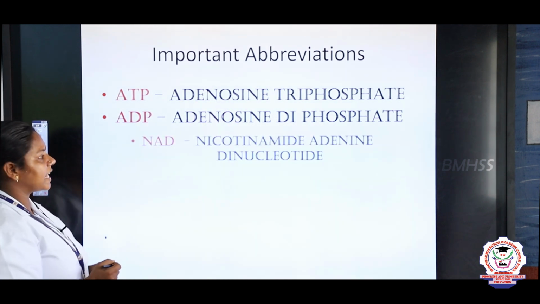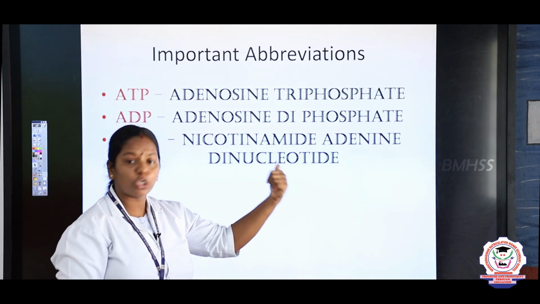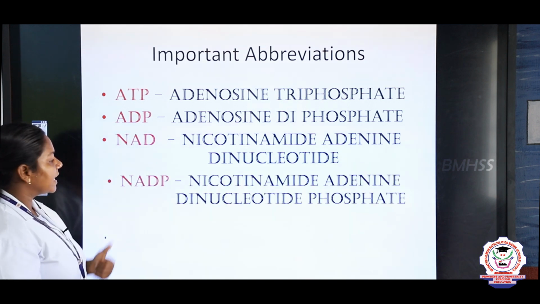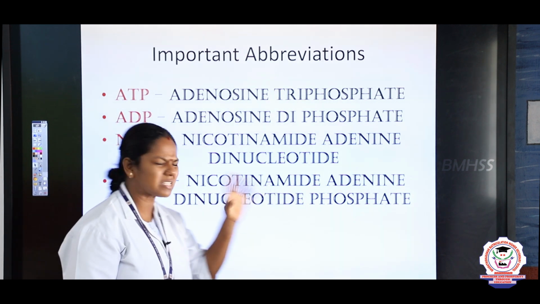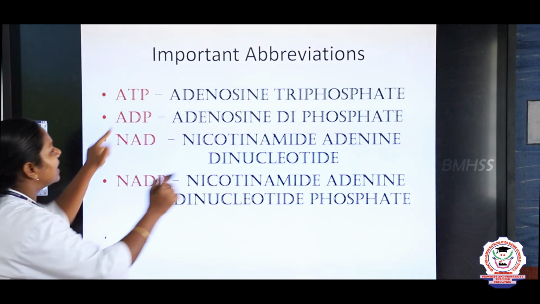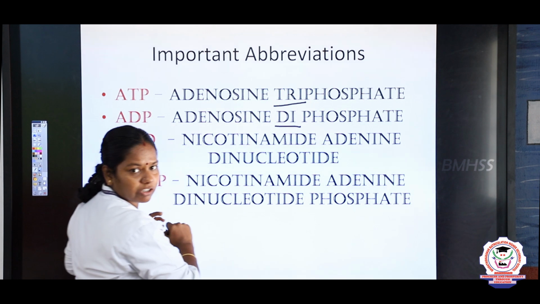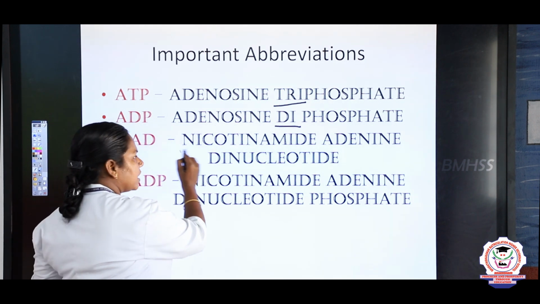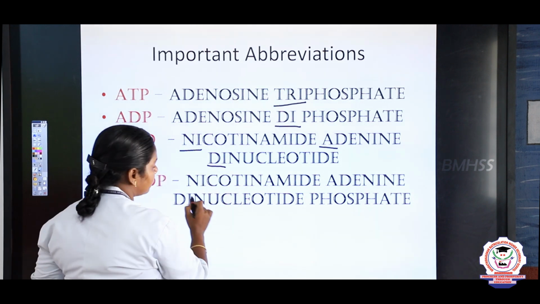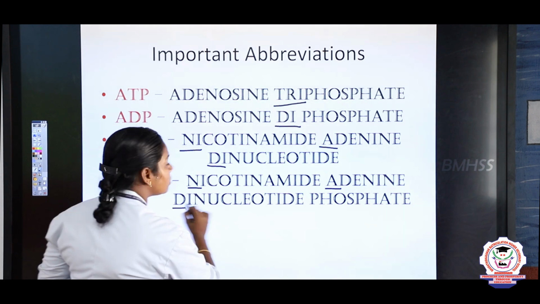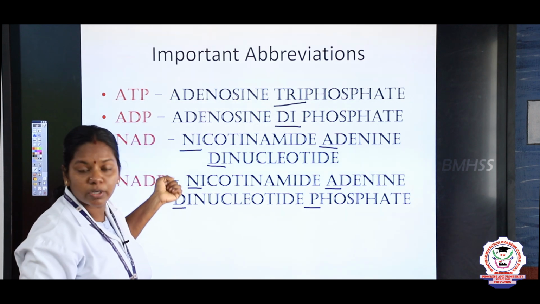And the next abbreviation is NAD. What is NAD? Nicotinamide adenine dinucleotide. And the next one is NADP, nicotinamide adenine dinucleotide phosphate. It's very easy, children. I will tell you how to recall. Here ADP means diphosphate, ATP triphosphate. Only one phosphate molecule is the difference. And here nicotinamide adenine dinucleotide, NAD. If you add a phosphate, it becomes nicotinamide adenine dinucleotide phosphate, right? These are the important abbreviations. They come as 2 mark questions, children.